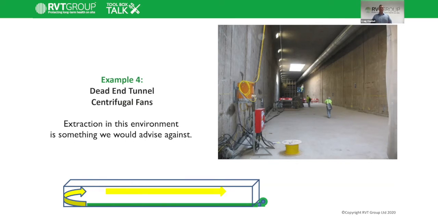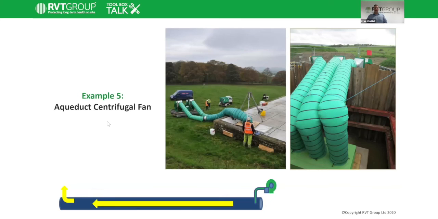Some clients will ask to try and extract out of an environment like that, and that's really something that we advise against. It's not so easy to provide a whole level of control, and with trying to extract out of that environment, if there's no makeup air coming back in from the opposite end, you can often end up just recirculating the air within the tunnel rather than actually bringing in some fresh air, purging any contaminants back out to outside. Aqueducts and using centrifugal fans.